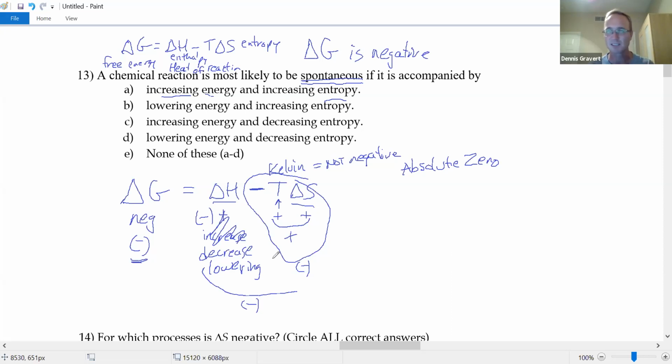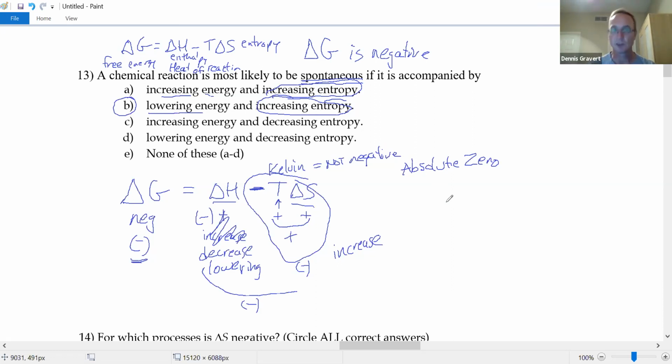What's this all abstract positive negative business? If you followed that logic, rewind the video and listen to it again, you'll see that if delta H is decreasing, negative, and delta S is increasing, but you have to change the sign, that'll always allow delta G to be a negative number. And if it's negative, it's always spontaneous. So that's the answer. Increasing entropy, and decreasing or lowering energy. So that's letter B. You want to lower the energy and increase the entropy.